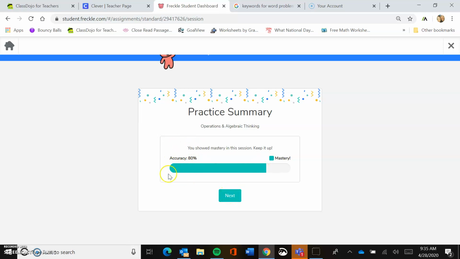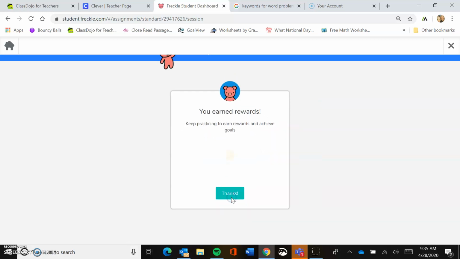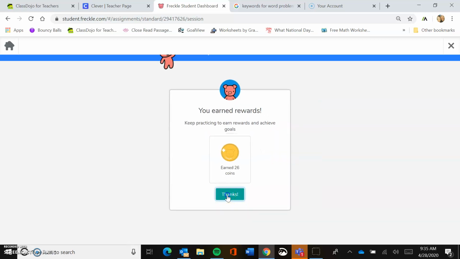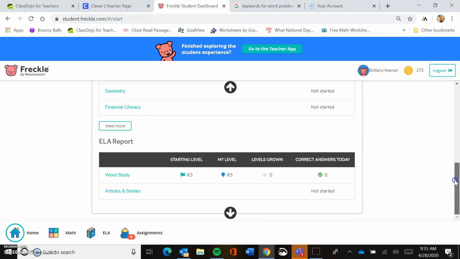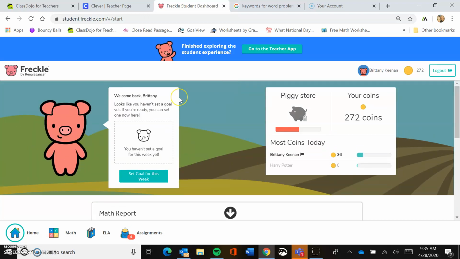So it says 80% because I messed up that first one, it cut out on me. So good. That is a little practice on those word problems. I hope it helps you, that this will help you when you're doing your own assignment.